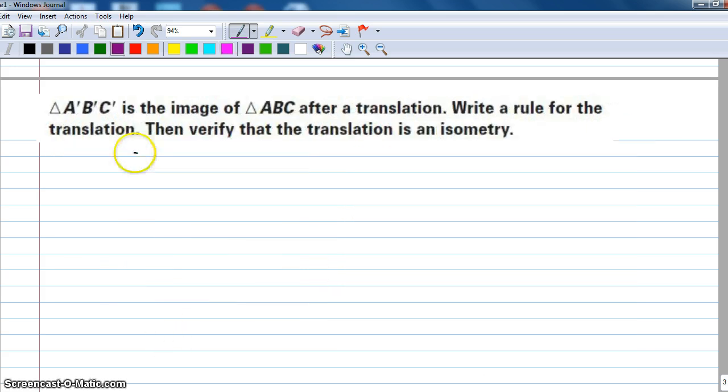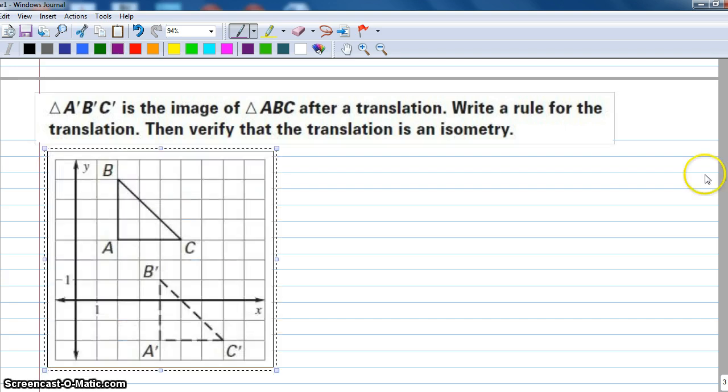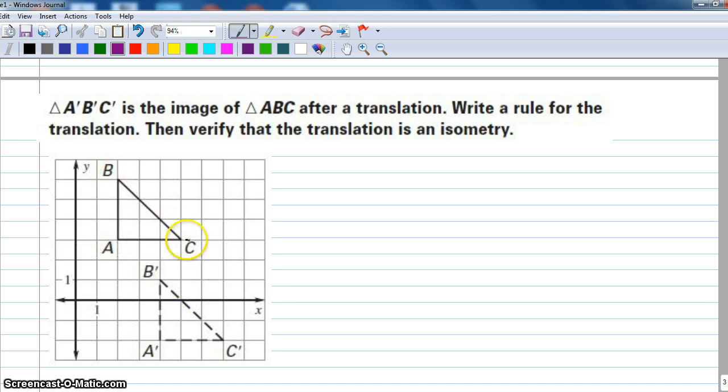Not too bad. And for the last example, it says triangle A prime, B prime, C prime is the image of triangle ABC after a translation. Write a rule for the translation. So we need to find the rule now. Here we go. So this one here is my original triangle, this regular ABC. This dotted one, A prime, B prime, C prime, is my translated one.